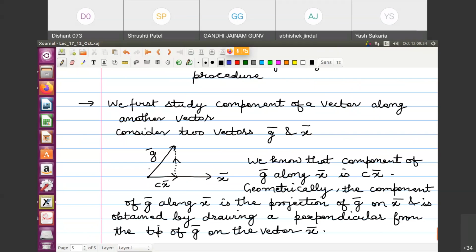Or what we can say is that G can be written as, if at all this is your vector E, so you can write that G bar is nothing but Cx bar plus E. So Cx bar is what? It is, or this point is the point which is nearest to G on X. Another interpretation. Now we will see how. Okay.